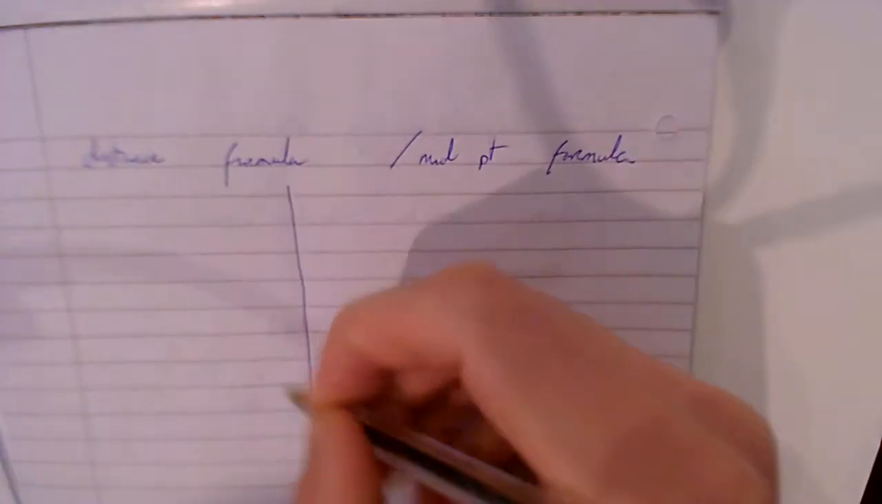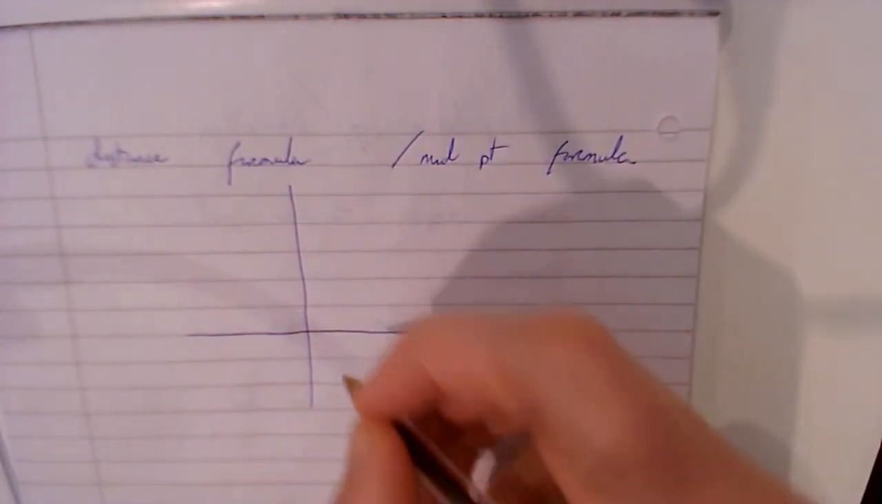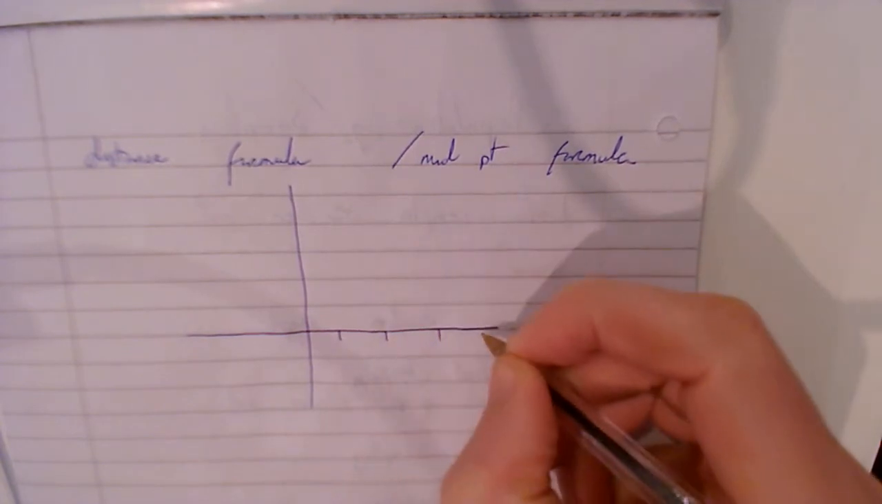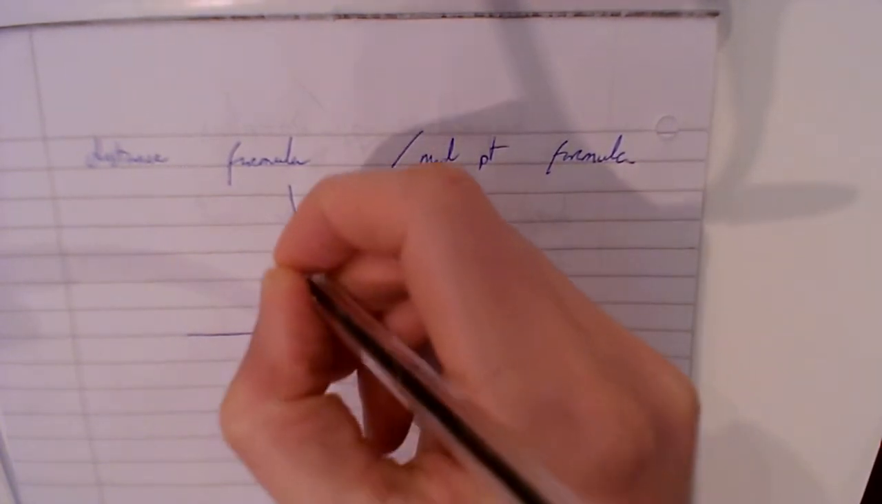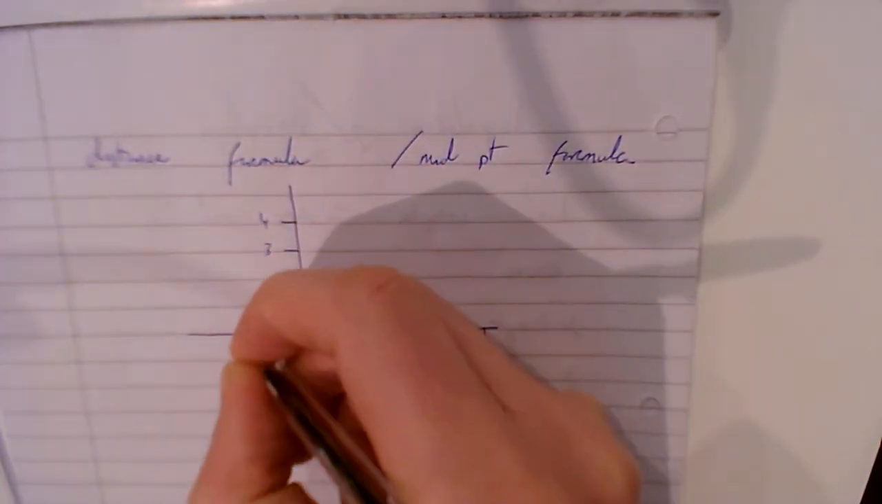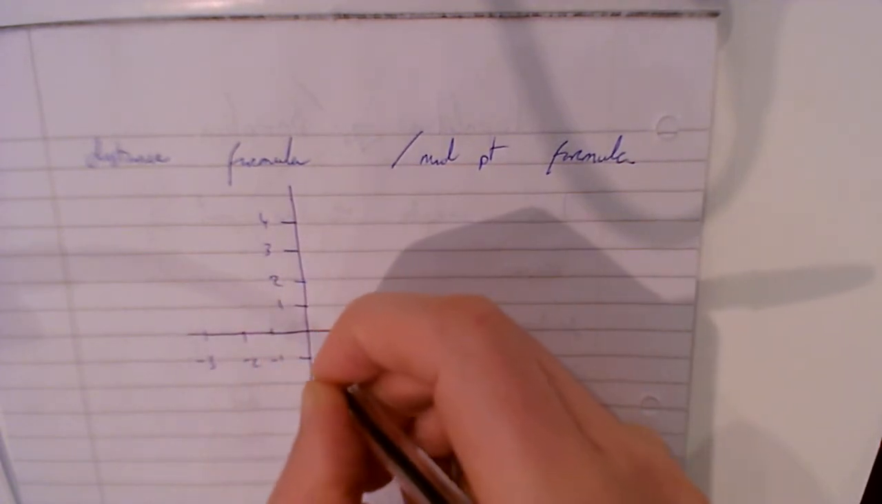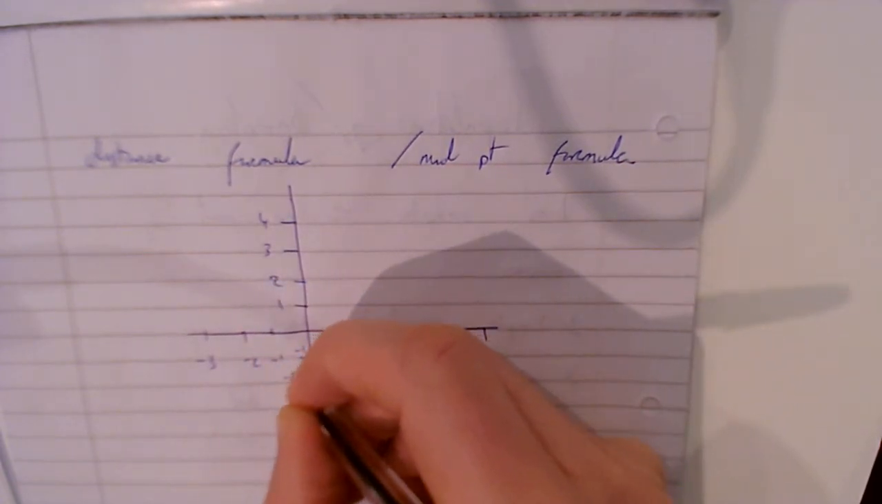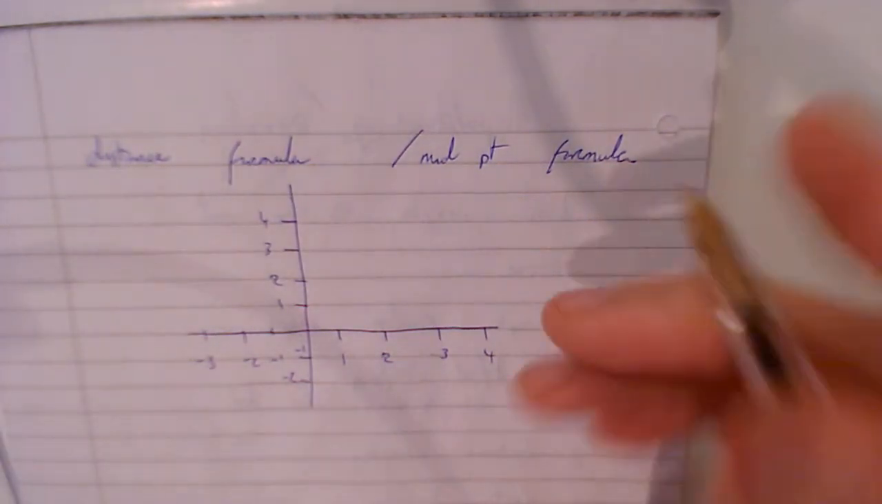When you've got a grid done out like this, we label it 1, 2, 3, 4. There's nothing special about the number 4, it's just the one I'm choosing. And this will go down -1, -2. So let's say I've got 2 points.